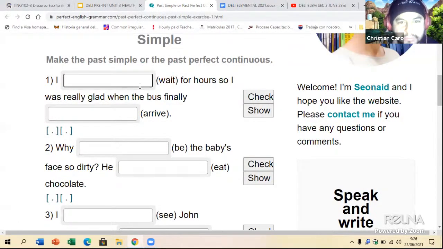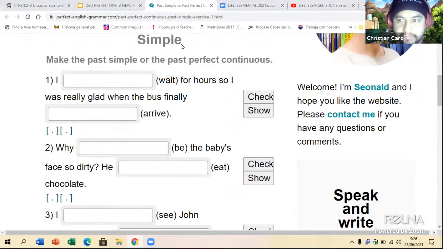So remember, always we use auxiliary verb had or hadn't in this case. With the past perfect continuous, we always use been plus the ing. And this is simple past, past perfect continuous. En este caso no deberíamos usar el past perfect simple. Siempre va a ser past simple y en past perfect continuous.